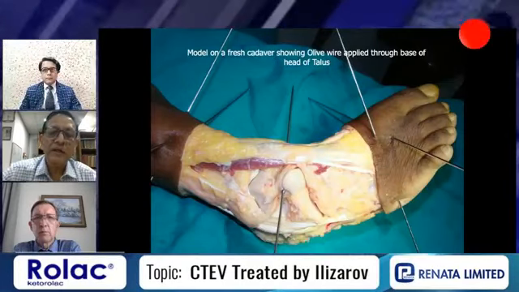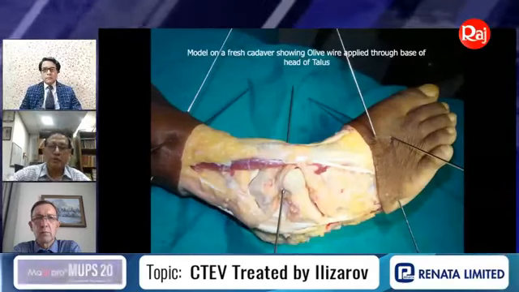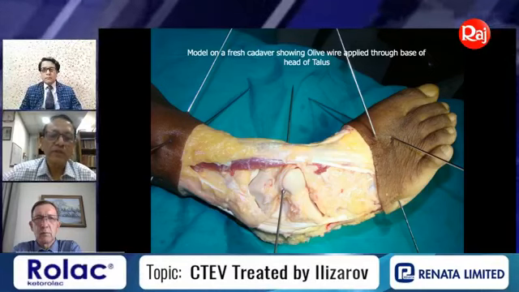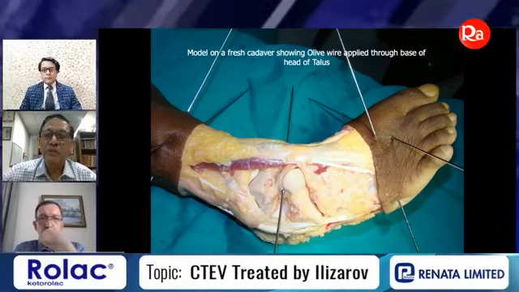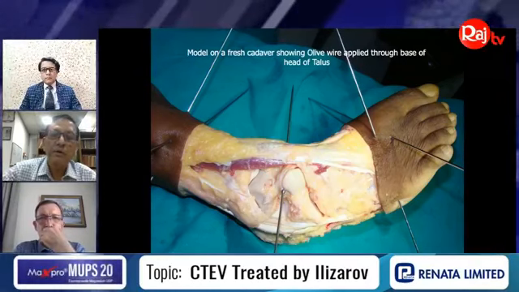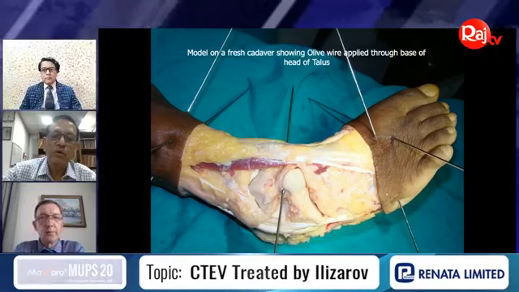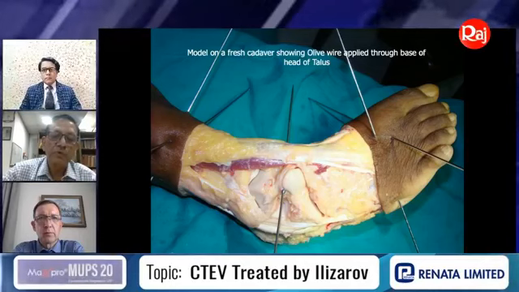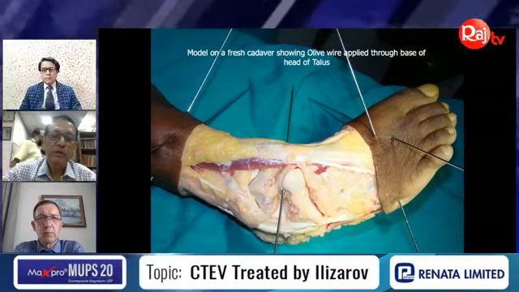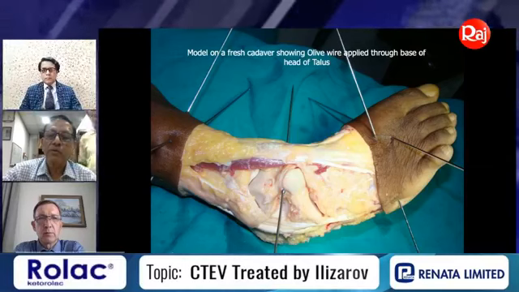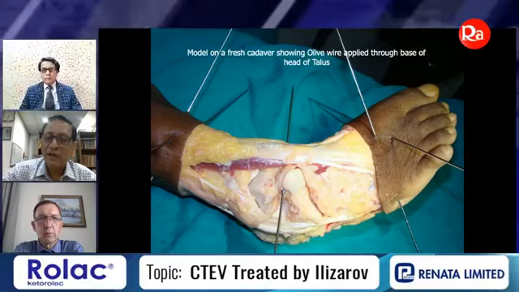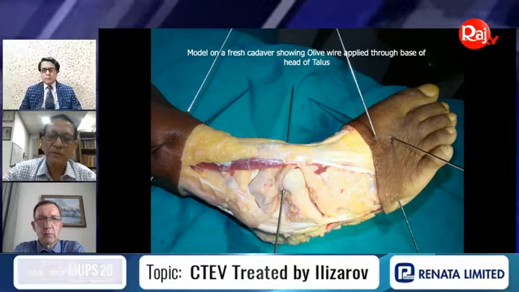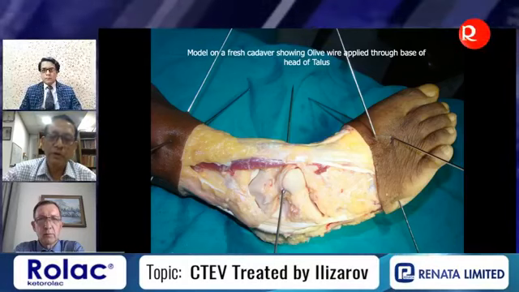We studied the cadaver to know where to put the wire. So we have done a fresh cadaver model there, showing the olive wire applied through the head of the talus. You can't go through the neck of the talus, because it is a very hard structure. So we put one olive wire through the head of the talus, and one wire through the first and second metatarsals. Another wire goes through the fifth, fourth, and third metatarsals. I think it's a very simple technique, but you have to know where to put the olive wire.